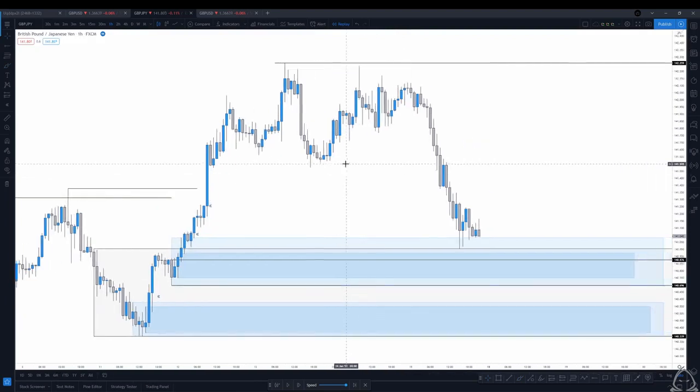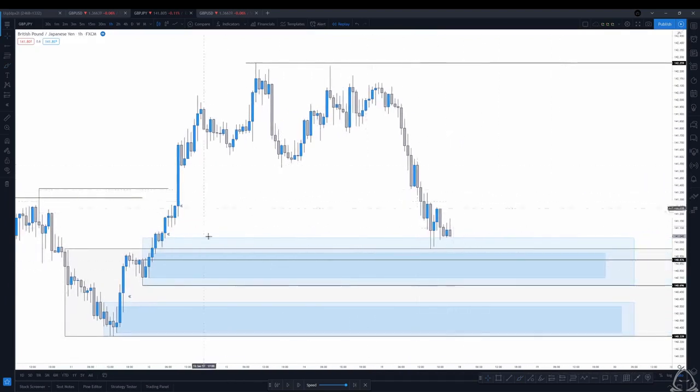I like to have that additional confirmation when I'm looking for entries. When I'm framing up all of these points of interest, I'm not necessarily looking at these as hard and fast areas that I'm definitely going to enter on. Instead, they're points of interest that once price gets to these areas, I am now interested in potentially entering a trade at those price levels if I get the proper price action footprint that I'm looking for.